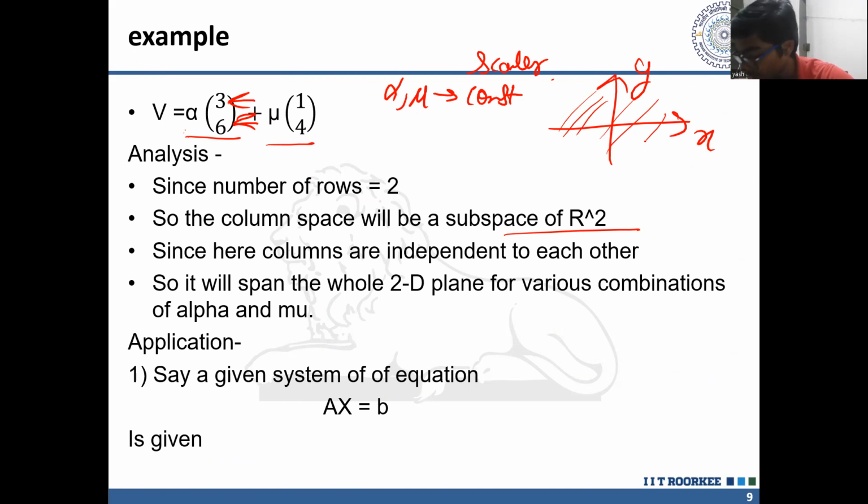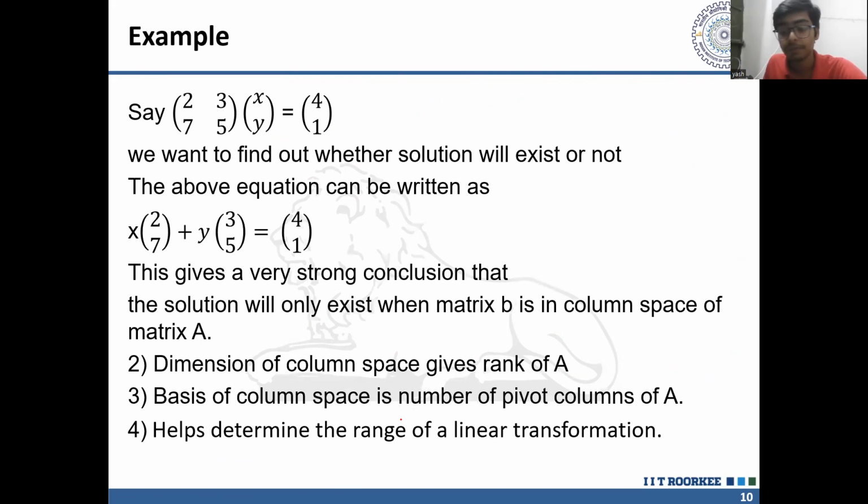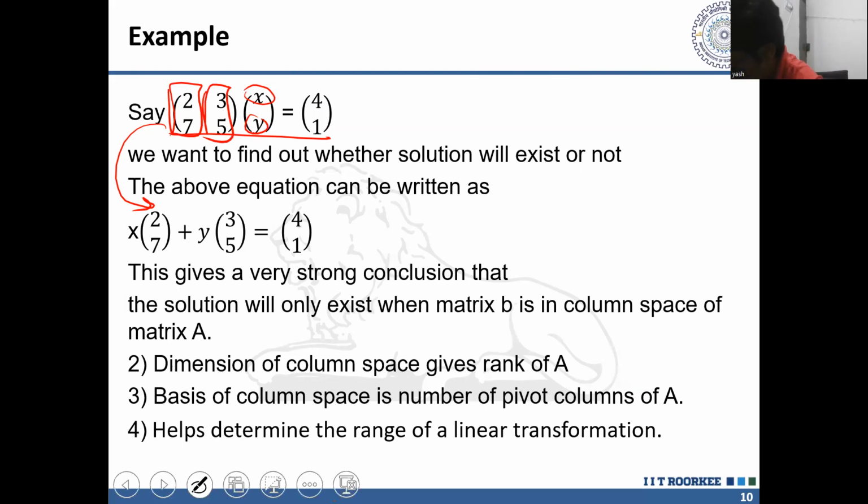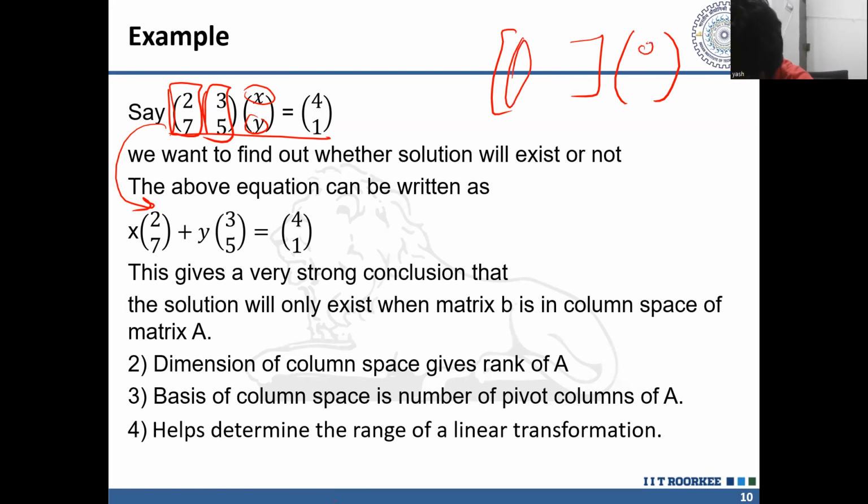Now it's coming to its application. Say a given system of equations is Ax equals b, and we want to see whether the system is consistent or not. We can check this by writing it in this form. Now we can also write this as x times the first column plus y times the second column. We can also generalize this for a general vector. It will be basically the first variable times its first column, then the second variable times its second column, and similarly. And here the RHS is the same as that.